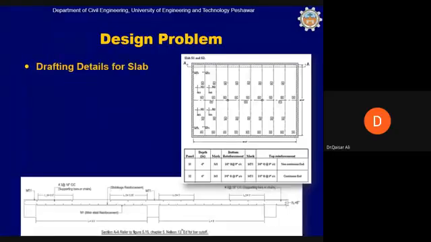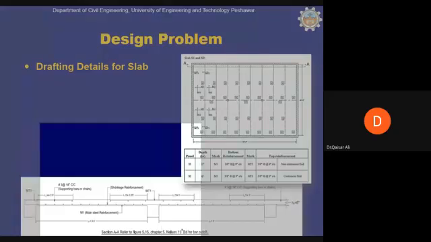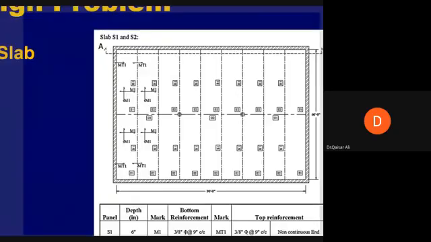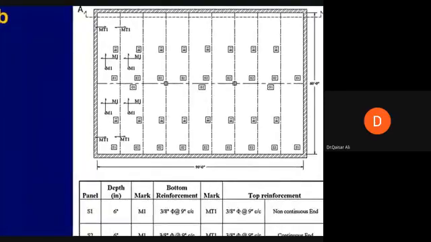Finally, now drafting. Drafting of the slab. This is M1. M1 means M1 is extended here. M1 mark, M1 mark. This slab has been named as S1, S1, S1. This is S2, S1, S2. The remaining are S2, because here are the interior slabs and this is the exterior slab.